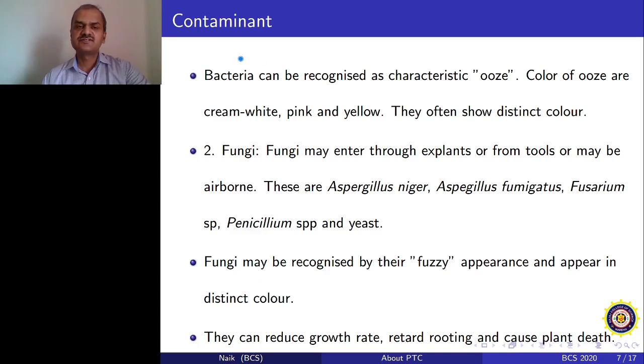Of course, all these fungi and bacteria will reduce the growth rate of your explant, retard the rooting, and also cause explant death. So during subculturing also you might get contamination. It is not necessary that you will get bacterial and fungal contamination only when you are inoculating the explant.